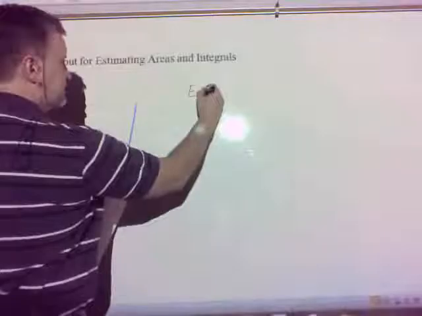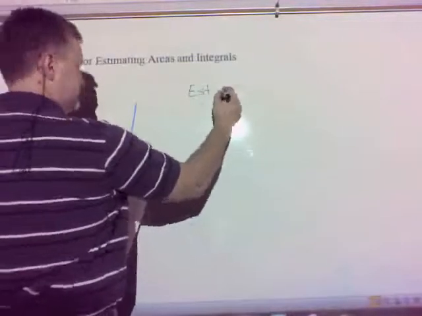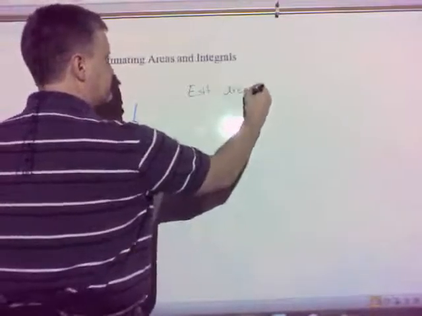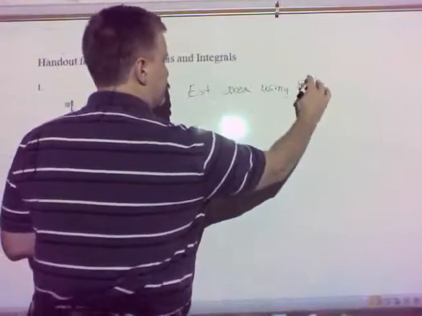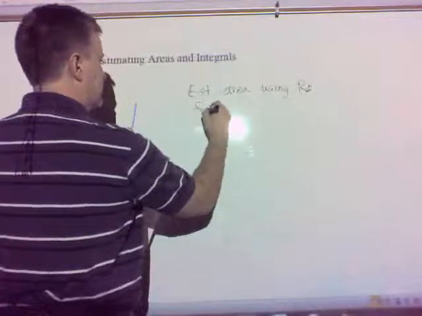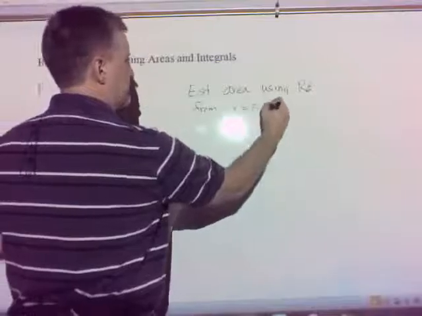All right, what I want to talk about on your handout there, just another one of the estimating the area under the curve. But here's what I want to do. All right, so let's estimate our area using R6 from x equals 0 to x equals 3.